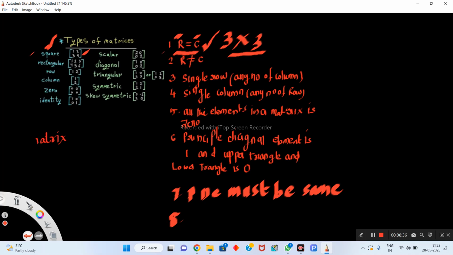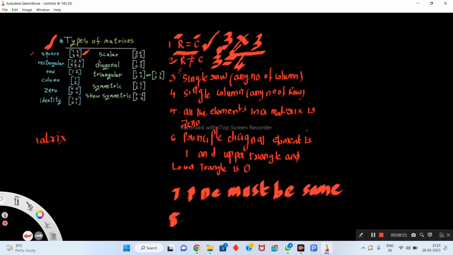Similarly, rectangular matrix. How can we define a rectangular matrix? If the number of rows and number of columns are not equal, like the number of rows is 3 and the number of columns is 4, the number of rows and columns are differing, so this is known as a rectangular matrix.